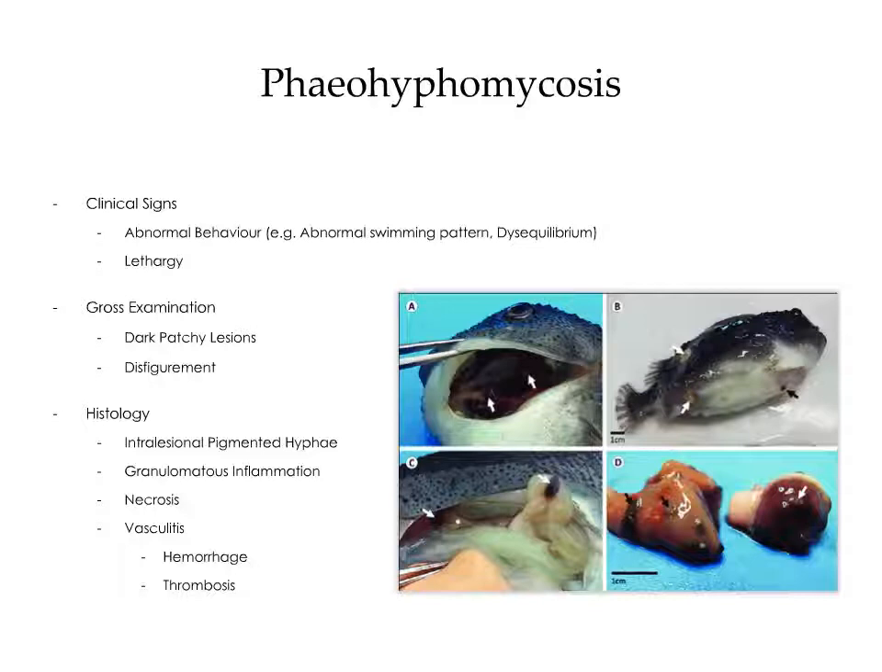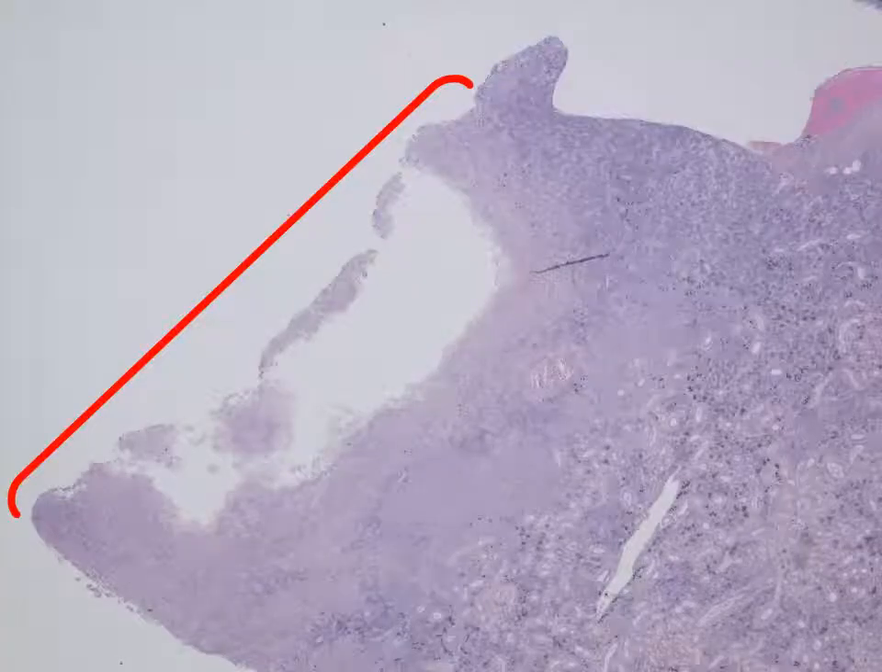Histologically, you'll find large numbers of intralesional pigmented fungal hyphae, which are associated with granulomatous inflammation, necrosis, and vasculitis. Vasculitis may be associated with hemorrhage and thrombosis. Within sections of the kidney, there's an extensive area of necrosis and tissue loss. This is highlighted in red.